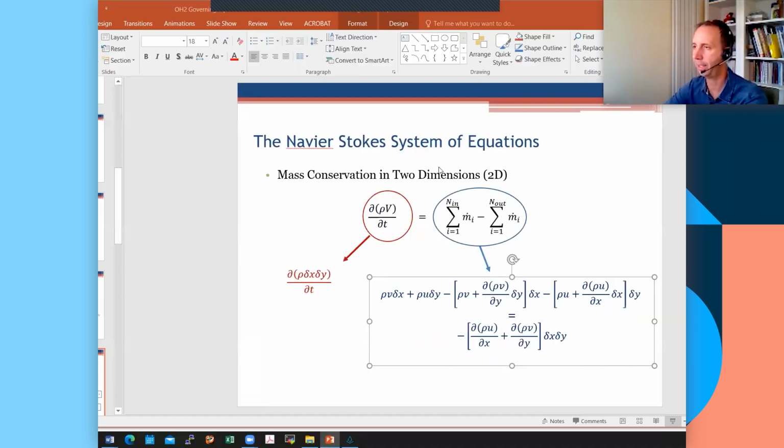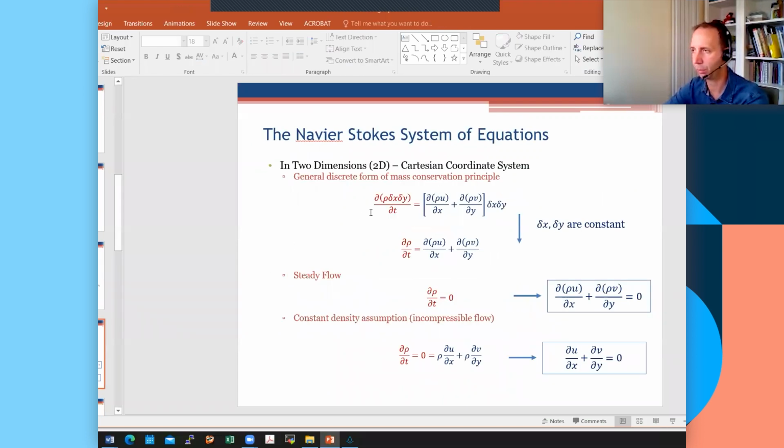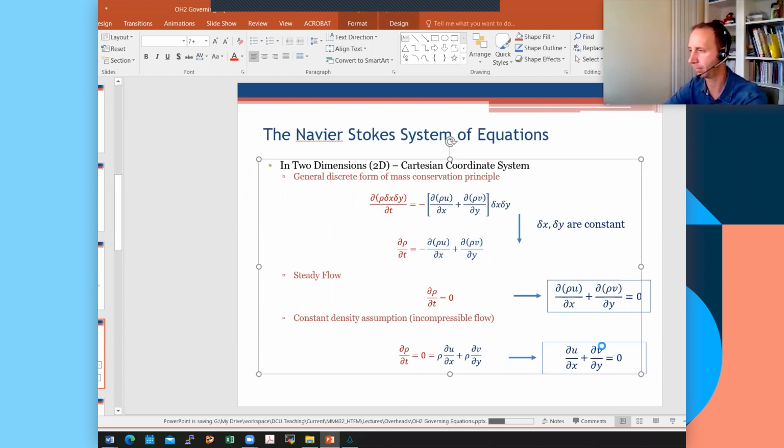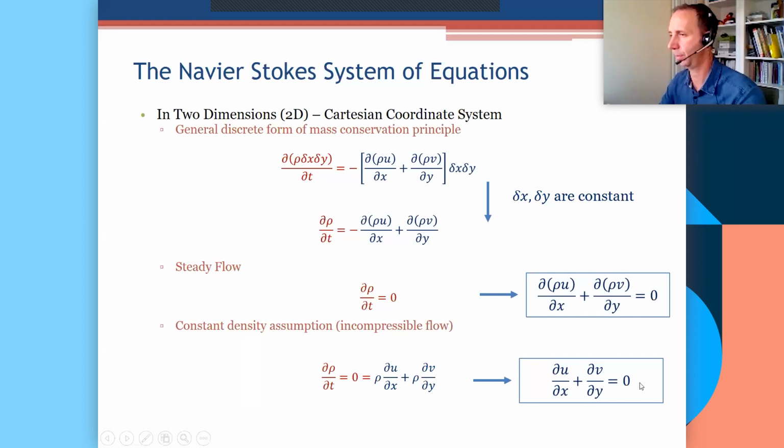And I see that the error has propagated, so I'm going to correct it here. I have minus, minus. This doesn't change and this doesn't change. I'll check the lecture notes as well for any error. So this is the equation of mass conservation, okay, where we divide throughout by delta x, delta y.